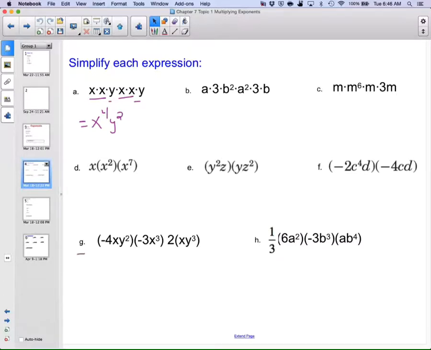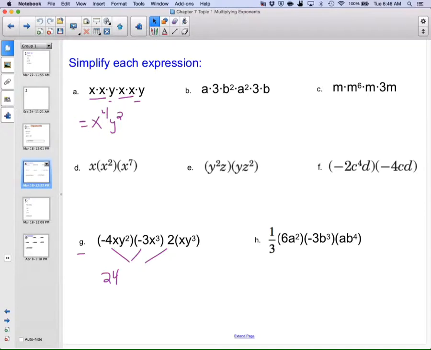So look at the harder one, letter G here. In this case, we just have to be careful. The numbers that we multiply together are still just going to be numbers multiplied. And then the variables or the letters, we have to use the new rule. So we have negative 4 times negative 3 times 2. Negative 4 times negative 3 is 12. Times 2 is 24. So that's all my number stuff.